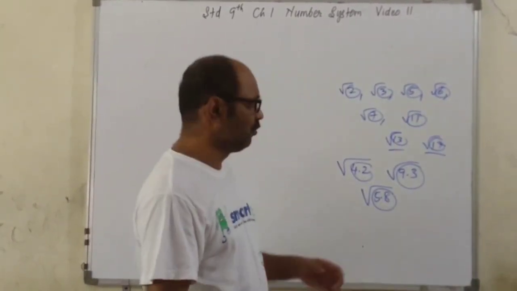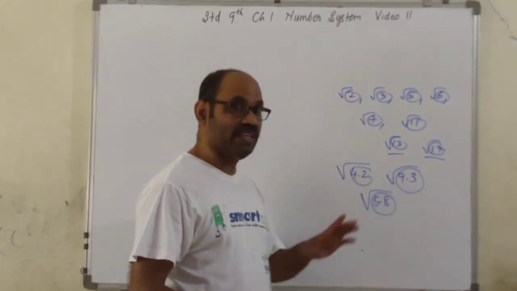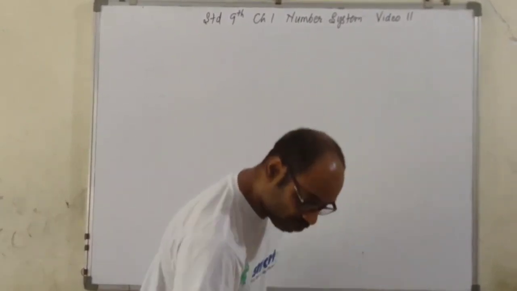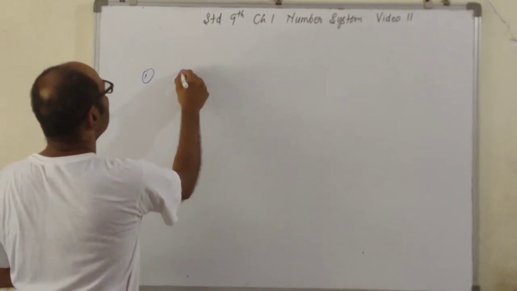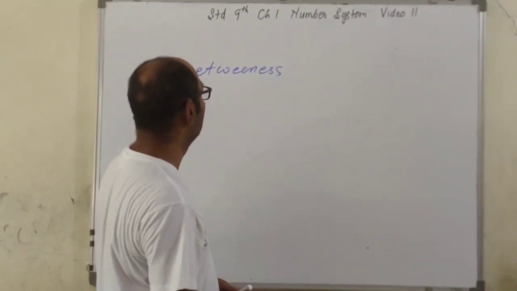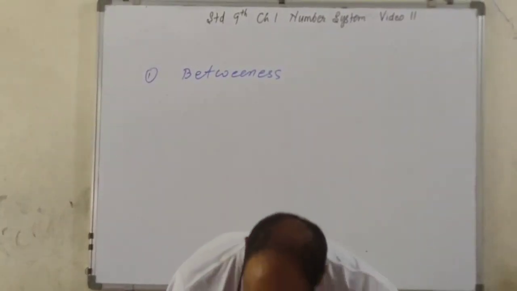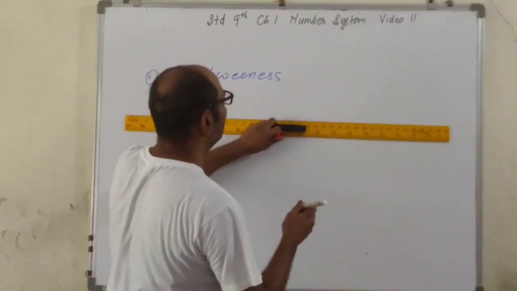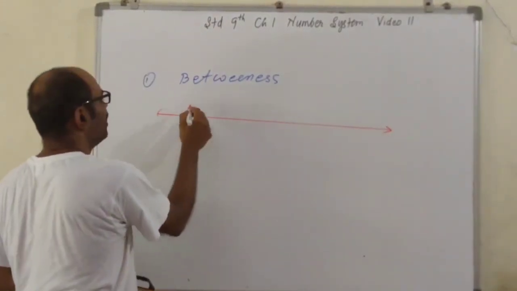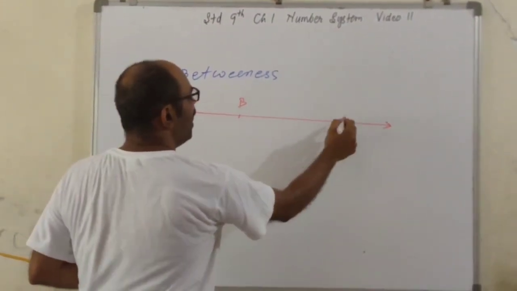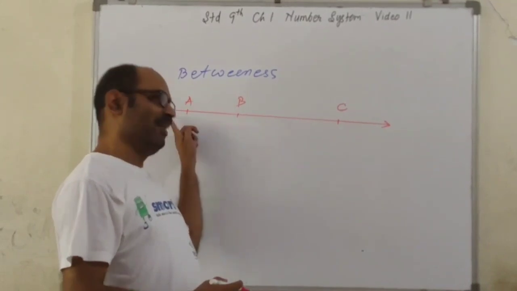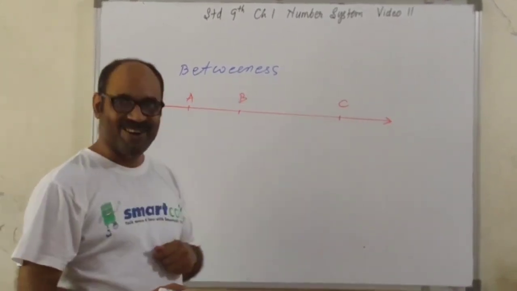So a few things that we are going to see before we plot this type of irrational number on the number line. The first thing that we should understand is, number one, betweenness. Very easy concept. All right, look here. This is a number line. This point is A, this point is B, and here is point C. So we can say B is a point between A and C. That's why this concept is called betweenness.